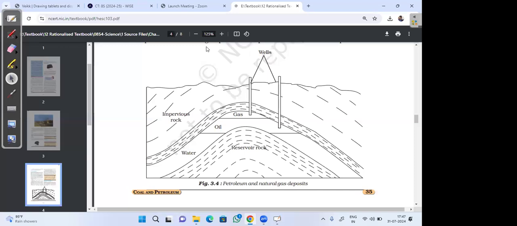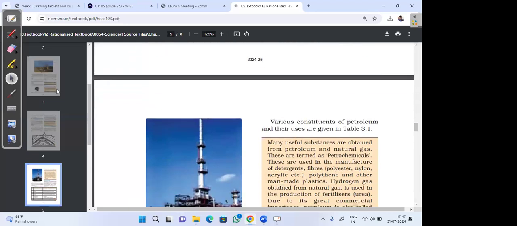So gas and oil are found under the rocks, and they can be taken out by drilling wells through them. Wells of large diameter with metals are drilled to extract the oil from these rocks. This oil which is extracted is also called crude oil. Petroleum that we obtain is the crude oil.